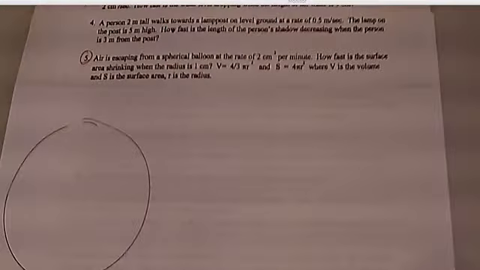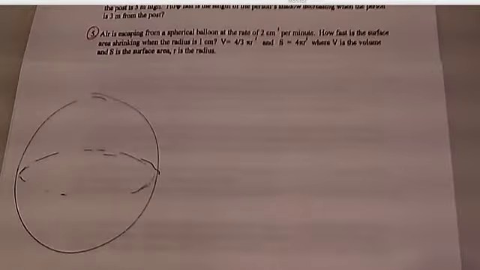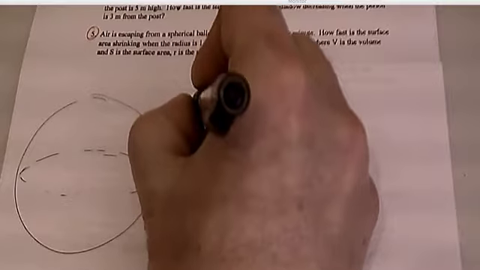It says air is escaping from a spherical balloon at a rate of 2 centimeters cubed per minute. Okay, so that sounds like given information. And you can go ahead and draw yourself a sphere if you want. It's what a sphere looks like, so it's really not incredibly necessary in this particular one, but just to stick with our game plan.